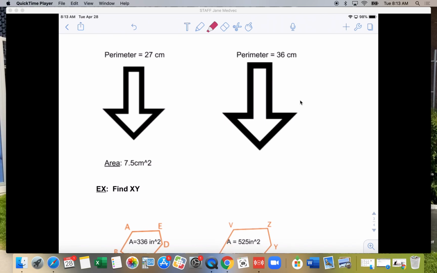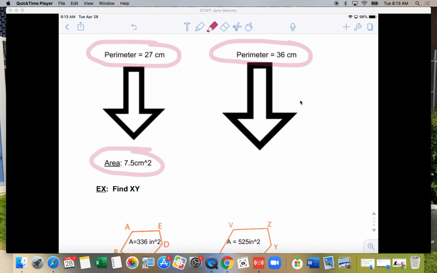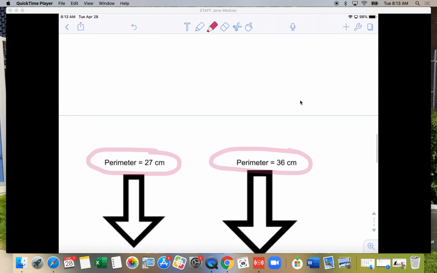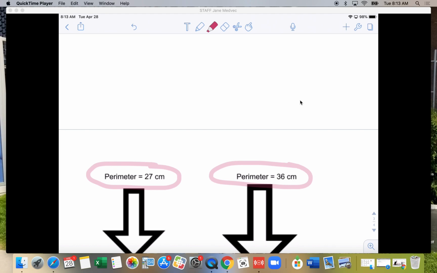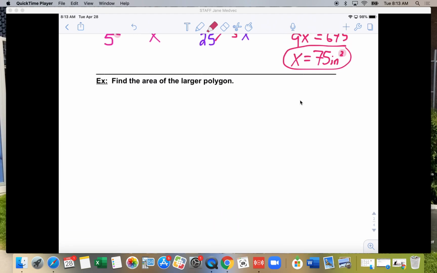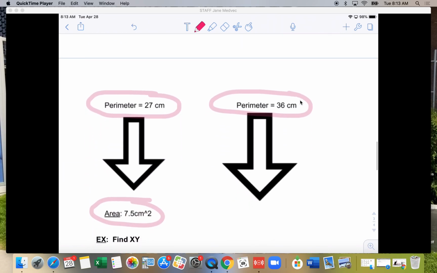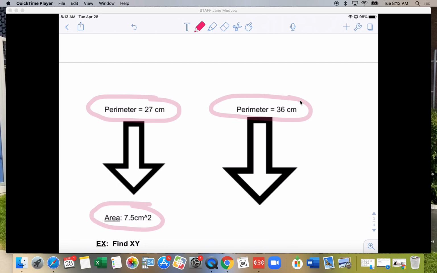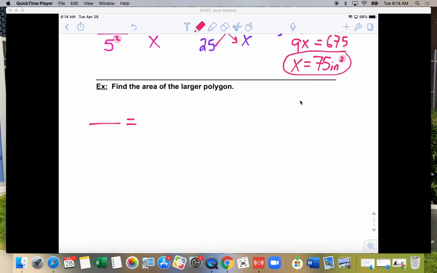Now, in this figure, they gave me the perimeter of the smaller arrow and then the perimeter of the larger arrow. They also gave me the area of this. And so what they want us to do here is they're going to want us to find the area of this arrow. So why don't we use this space right here to help us with it. Again, I'm going to set up my proportions. So you're going to notice that I got perimeter and perimeter. So I'm going to take the smaller perimeter, 27, over the larger perimeter.